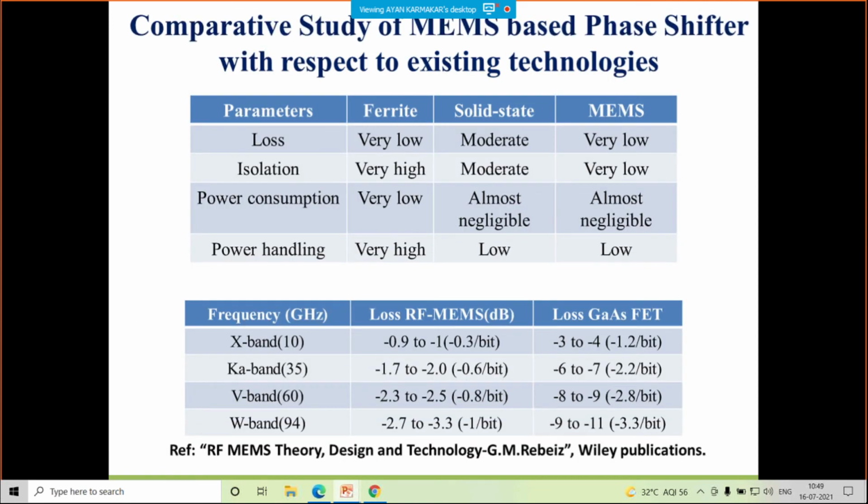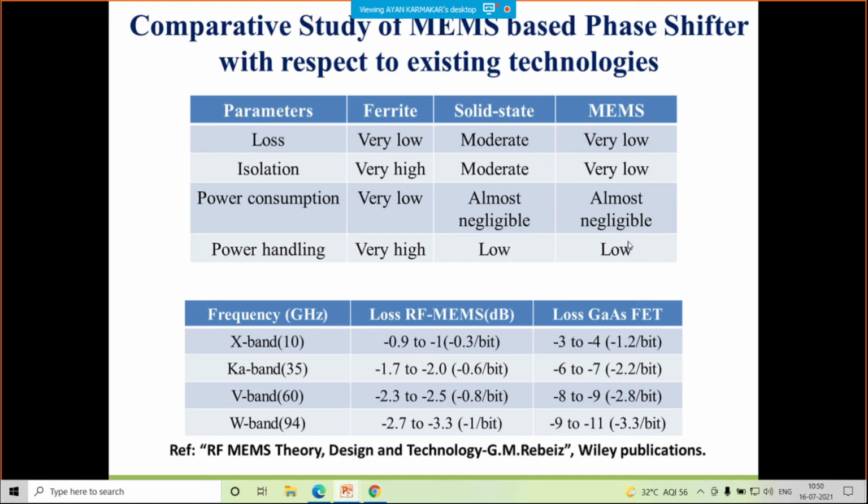Now people have reported on this silicon RF technology and how efficient it is. You can get a comparison chart out of that. Here you can see the loss factor is very low for MEMS circuitry or silicon RF technology, the isolation is really very high, and power consumption is very low also. And power handling, this is the only bottleneck of this technology, the power handling is very low.